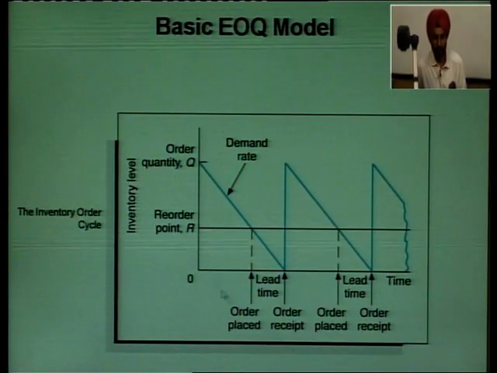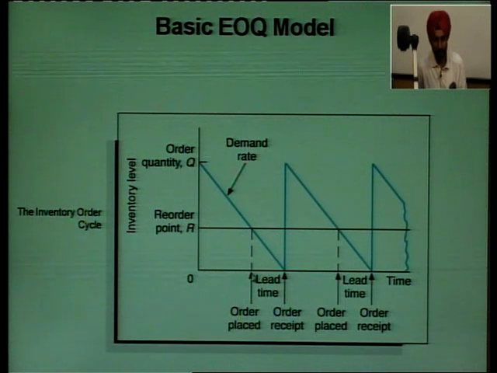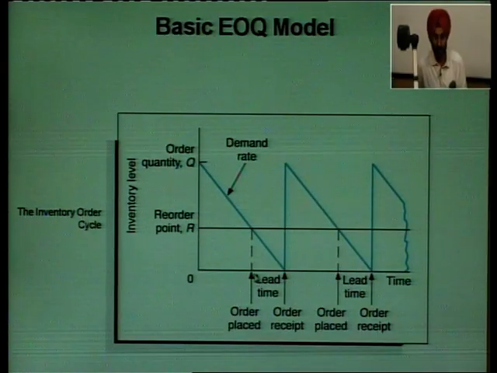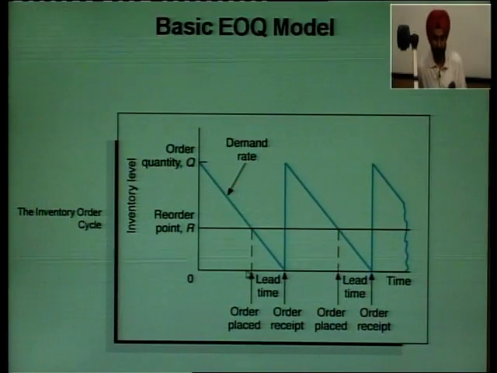So on this side there is time. Let us say after this much time the level will be R. So here we will give an order of this Q, and this is the time that is known as lead time, the point from which we give an order until we receive the order. Let us say we understand that it will take 7 days for the replenishment.